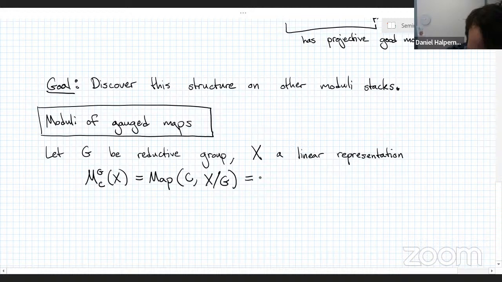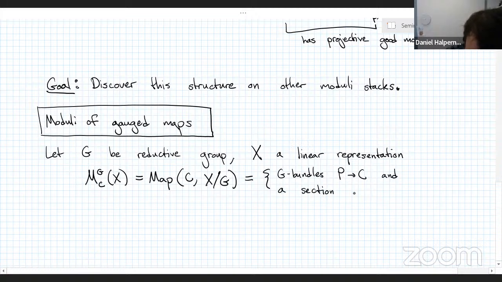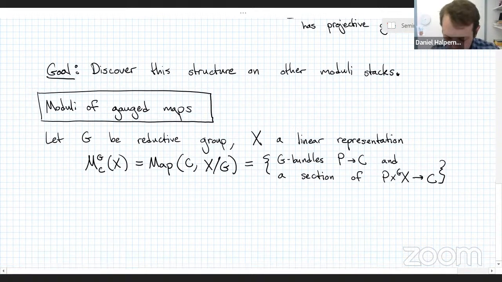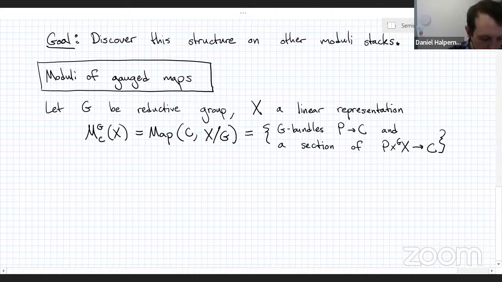And basically it parameterizes a G-bundle P over the curve C and a section of the associated vector bundle. To the linear representation X you have an associated vector bundle, and you take a section. You can think of this as a gauged map from C to X with gauge group G.